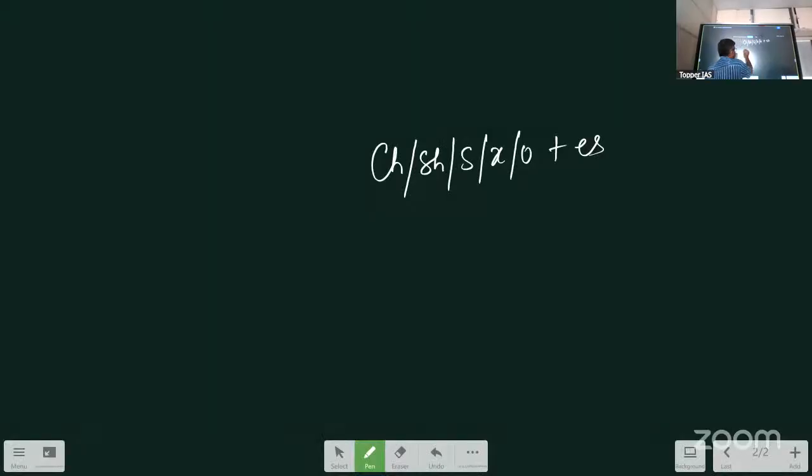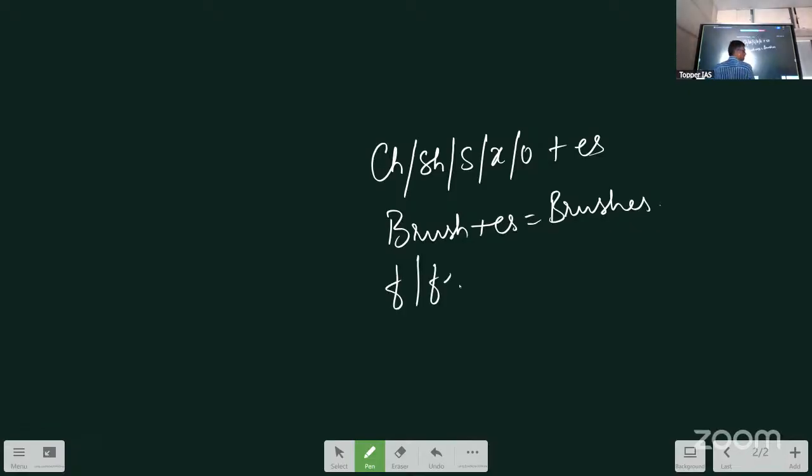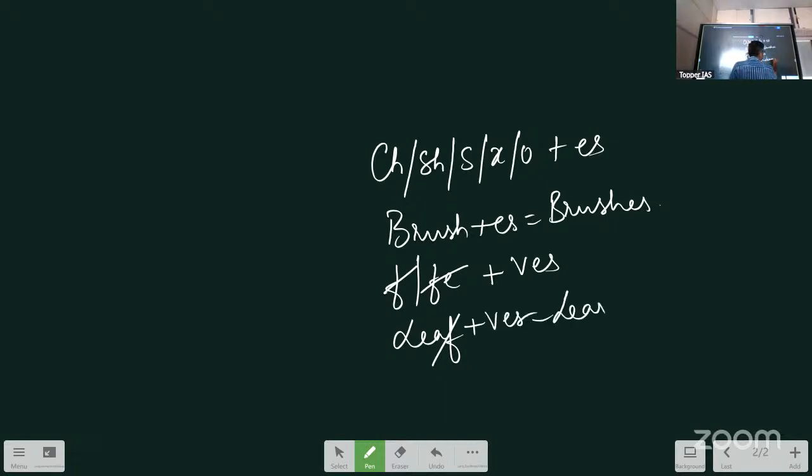So for example, if I have brush, what does it become? Brushes. Correct? It becomes brushes. This is the third one. The fourth one: if it ends with F or FE, we remove this and add VES. Example, leaf. We remove the F and add VES, so it becomes leaves.